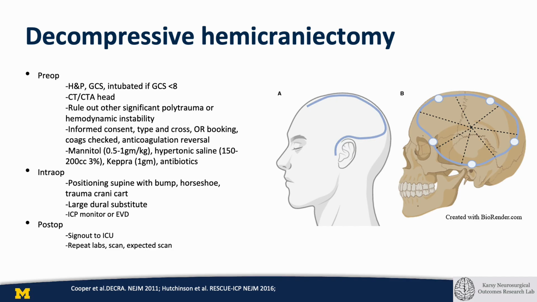Informed consent is important for this, but sometimes not possible due to the emergent nature of it. Having a type and cross is important to be able to account for any blood loss that might occur during the surgery. We can temporize the patient with mannitol, hypertonic saline, and Keppra, and antibiotics are important for the surgery as well. Position the patient supine, usually with the horseshoe headrest, and rapidly prep and open the scalp and remove the bone.